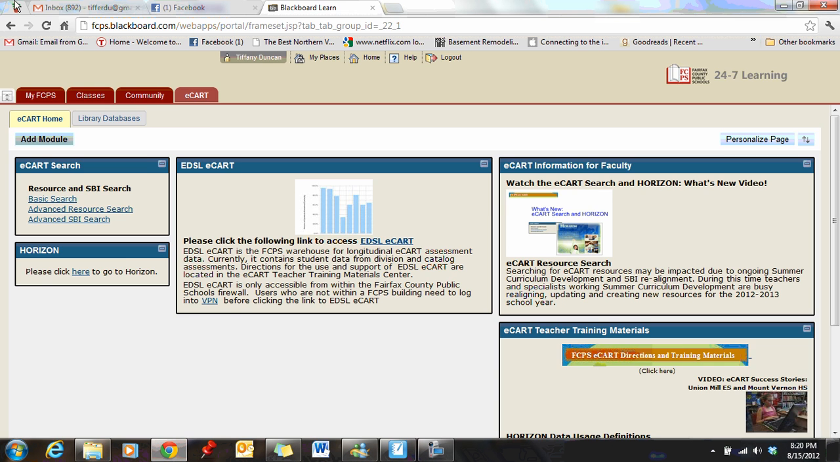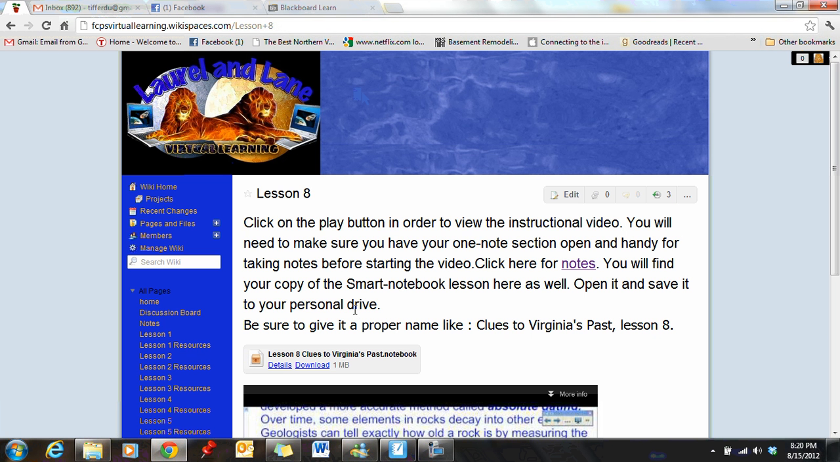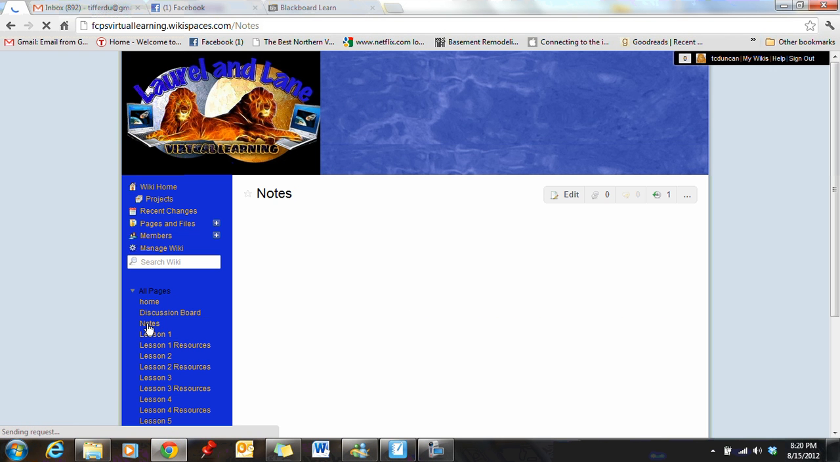You're going to want to go to the wiki, and you're going to want to go to the notes section here. And right here, Laurel and Lane, OneNote shared notebook. Okay, so you're going to want to have that open so that you can be taking notes during each of these lessons.